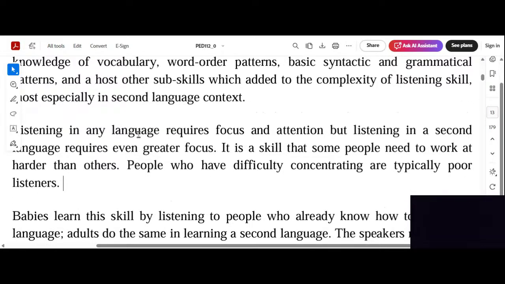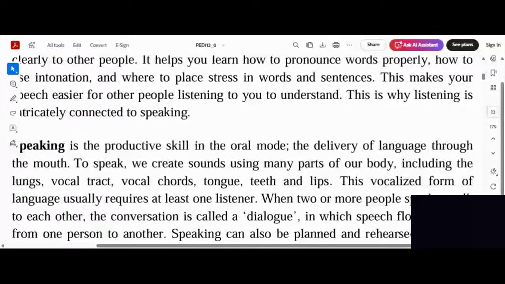So let's go to speaking. Let me see, I hope we still have time. Reading and writing. LSRW. Thank you, ma. That's absolutely correct. So let's move on to speaking.